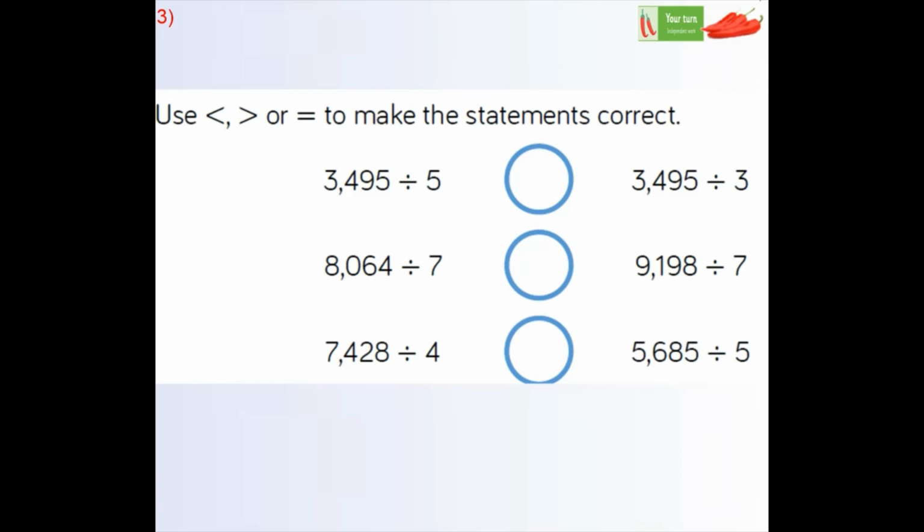And then Chili 3, your final question is use more than, less than, or equal to make the statements correct. So you've got to work out the answers to these, both of them. So you work out the answer to this one, work out the answer to this one, and then decide whether the answer is greater than, less than, or equal to. Pause the video now, Chili 3, for your final question.